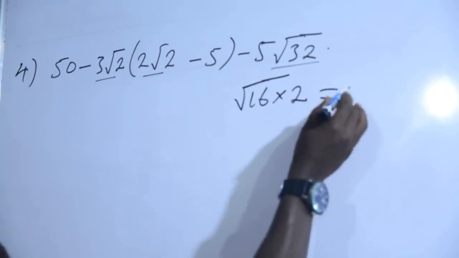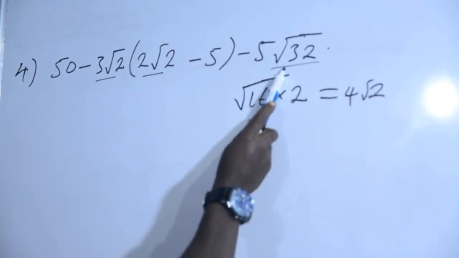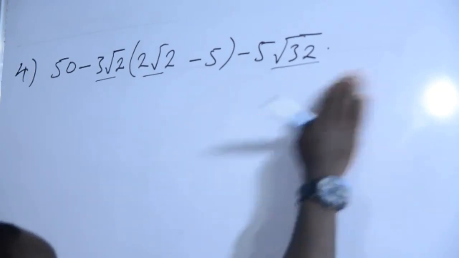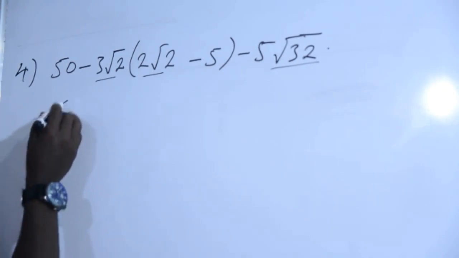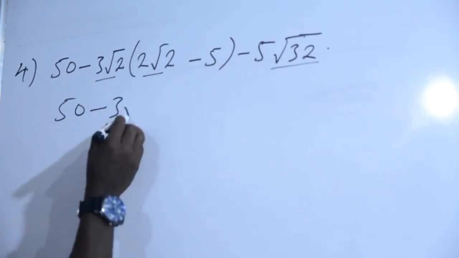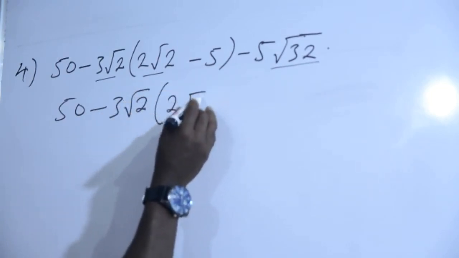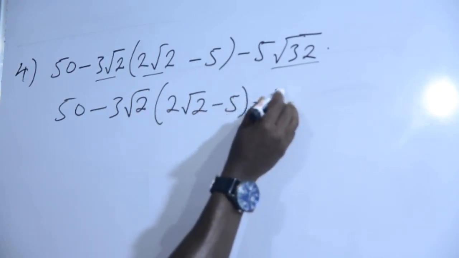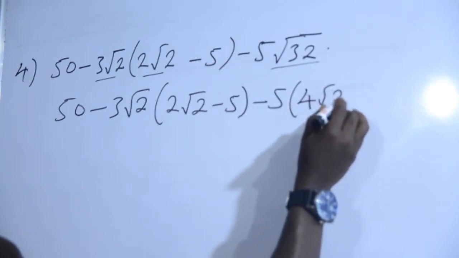And the root of 16 is 4, so we have 4 root 2. So the basic form of square root of 32 is 4 root 2. And that is what we are now going to use in our simplification here. Now we are going to have 50 minus 3 root 2, open bracket 2 root 2 minus 5, then minus 5. Instead of this root 32 we have 4 root 2.